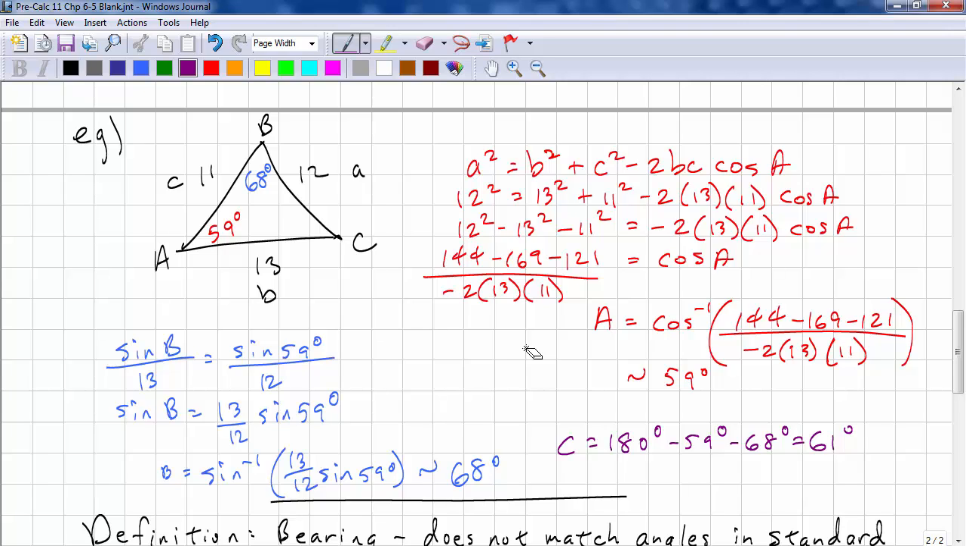So a valid question here would be, do we need to check the ambiguous case? And the answer is no, because all these angles are acute. If this angle was obtuse, then we would have to adjust for a quadrant 2 sine value. But we don't have that case here. We can easily see if we have an obtuse case by looking at these sides. If one side was a lot longer than the other two sides, then we would have an obtuse angle case.